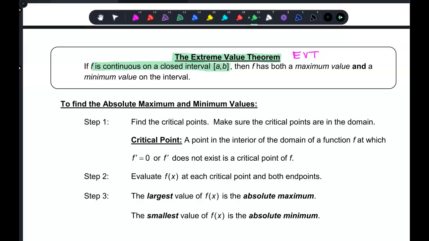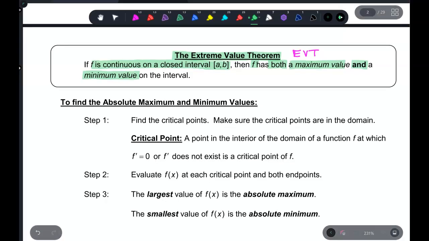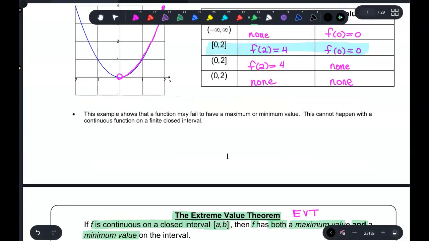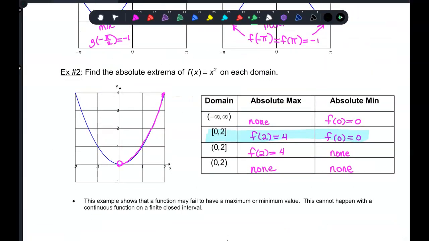Then f must have both a maximum value and a minimum value. For example, the only one that had a closed interval was the only one that had an absolute maximum and absolute minimum. So that ensured it. All these others, we're not going to necessarily have both.